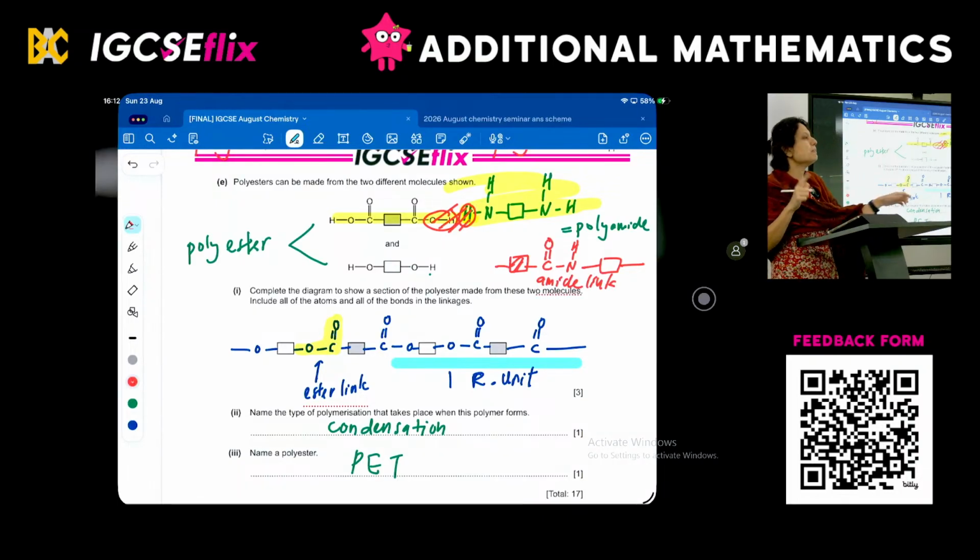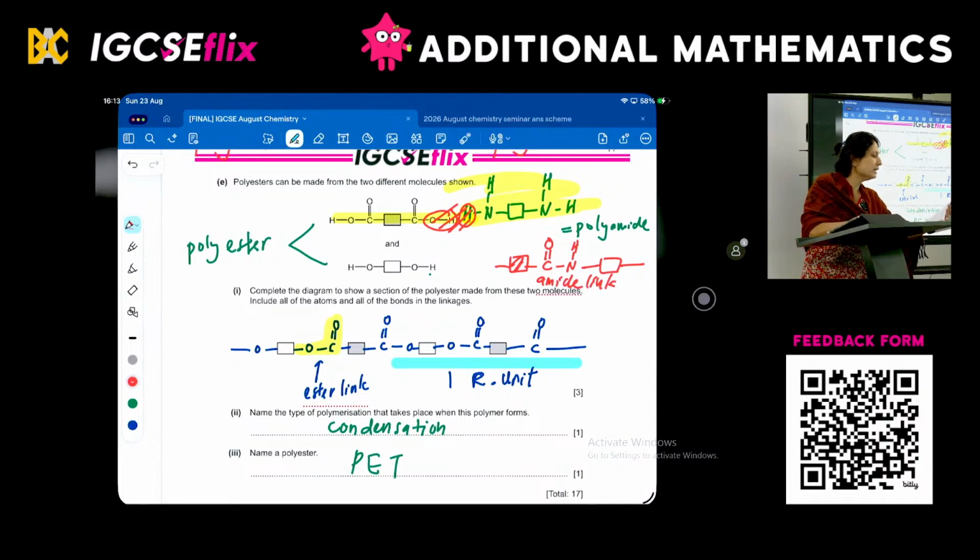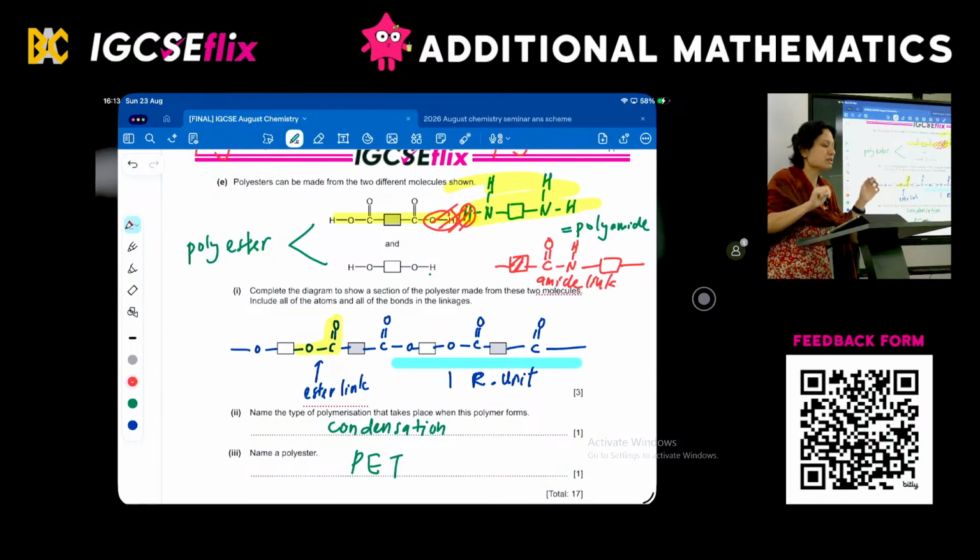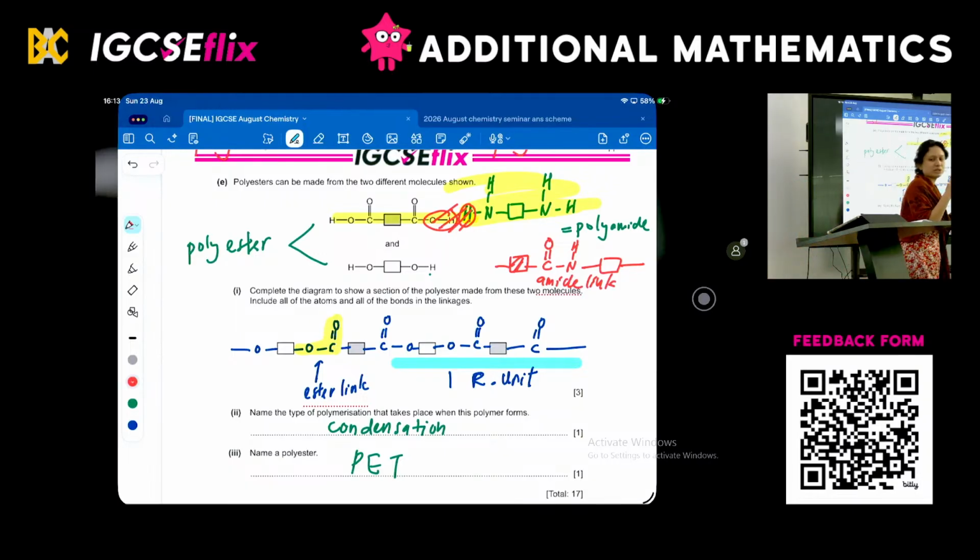Okay? So if many ester, polyester, many amide, polyamide. Okay? There are two kinds of polyamide, natural and synthetic. Let's do the synthetic question first. Look at page 12. Do question 5 using the concept I just taught you. Page 12, question 5. Okay?